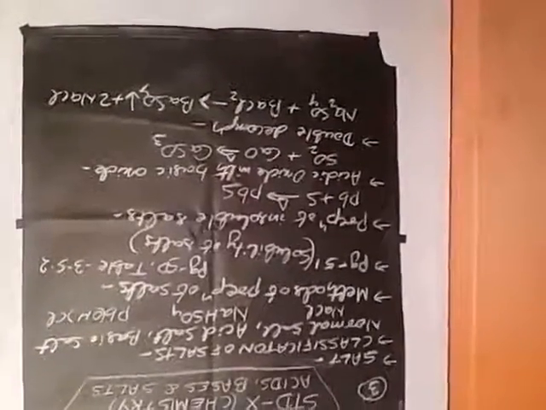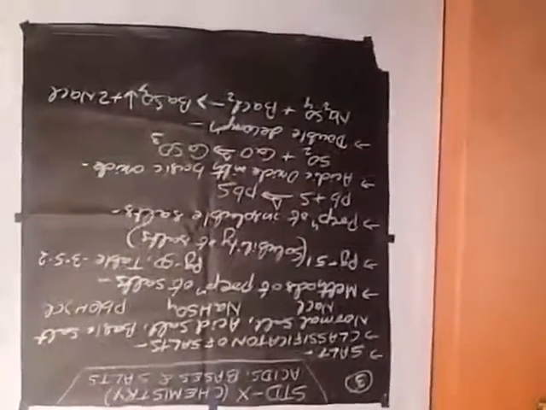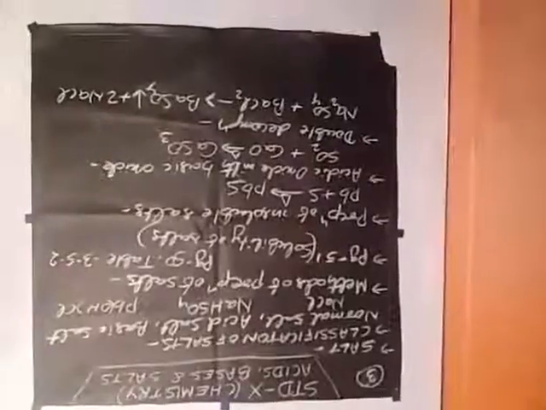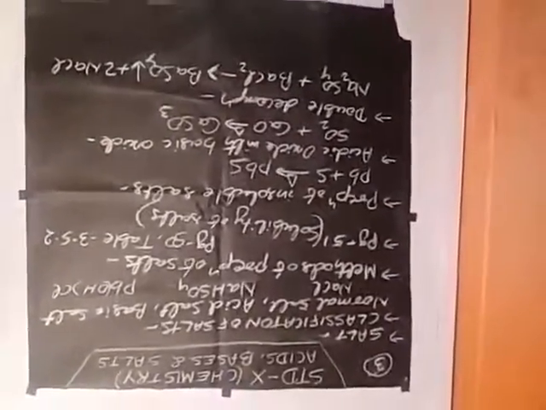The definition is: salt is a compound formed by the partial or total replacement of the ionizable hydrogen atoms of an acid by a metallic ion or an ammonium ion. So this is known as your salt.